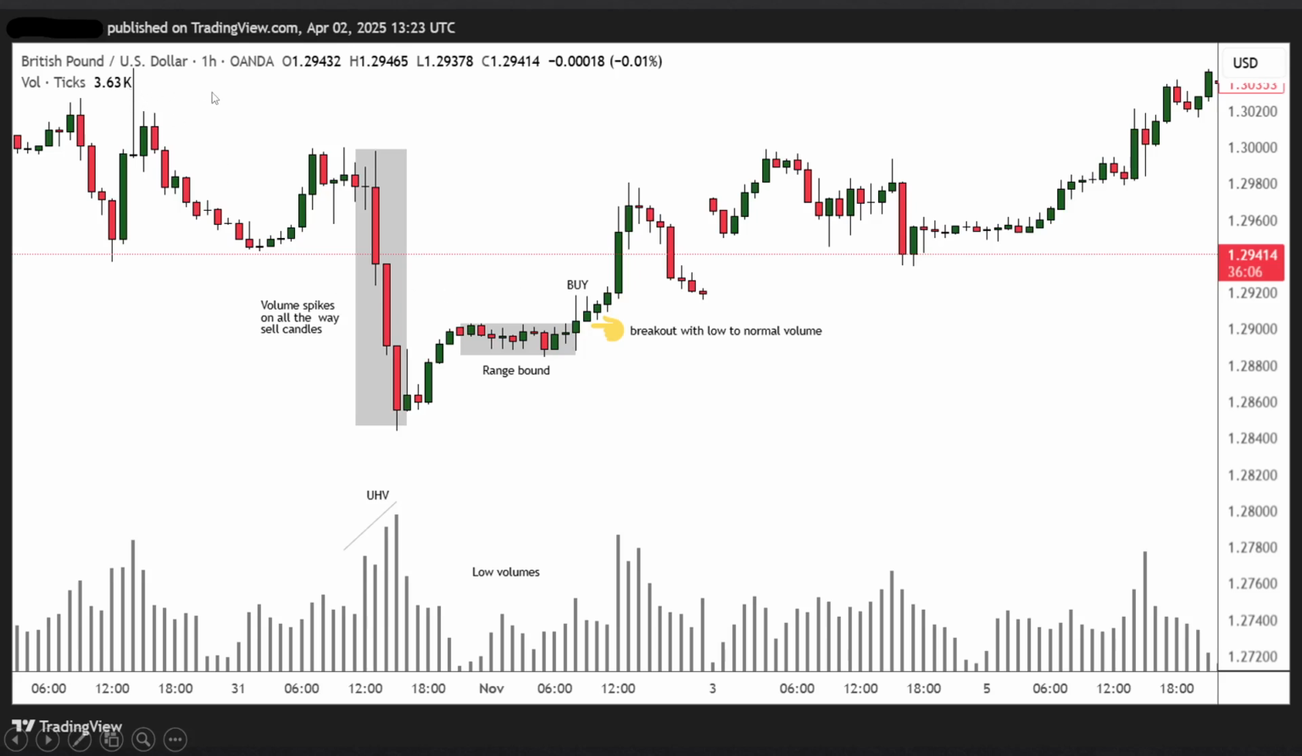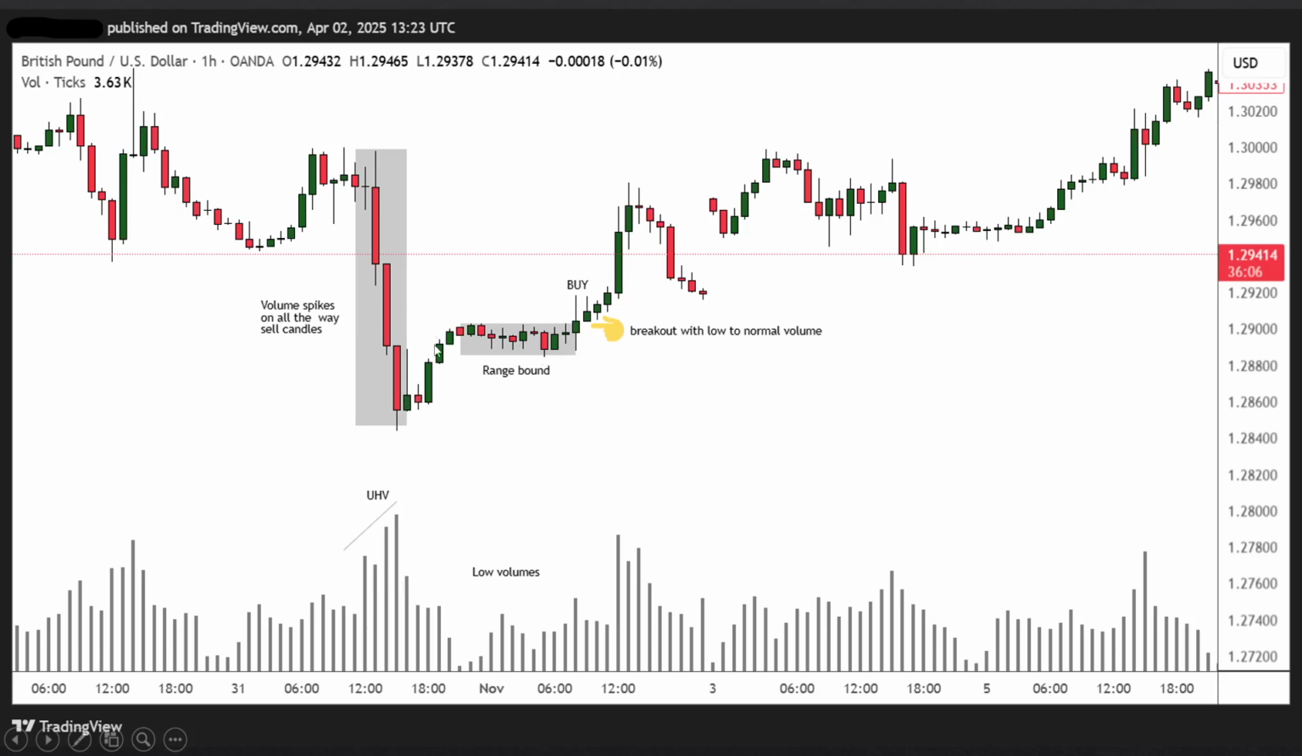Again, this is a British pound, 1 hourly chart. So look at the volume on all 5 candles, 1, 2, 3, 4, 5 candles. The market has ultra high volume. Look at the volume, ultra high volume. Then the market reversed back on a low volume. You can buy there as well, but you have to wait for the range.